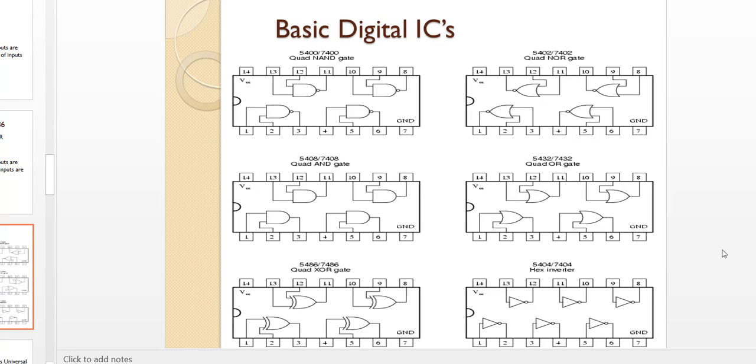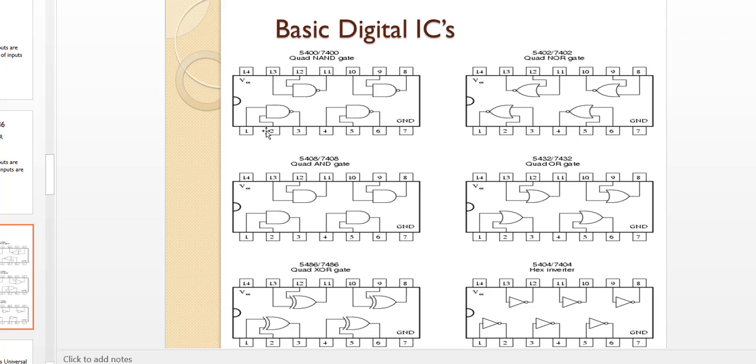Now let's see basic digital ICs. So these are basically the ICs. See, you can see that this is IC 7400 NAND gate, basically a 14-pin IC. Practically we are going to use this. In a single IC we can have 4 gates, so that's why this is called a quad. Quad means 4 NAND gates. Inside an IC we have 4 NAND gates, and all NAND gates are of 2 input.